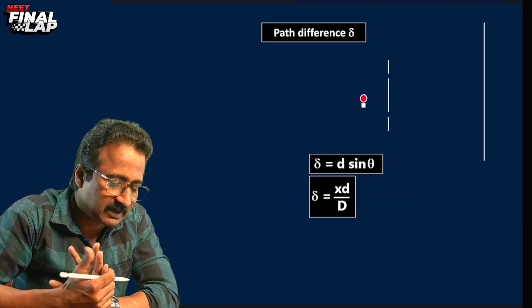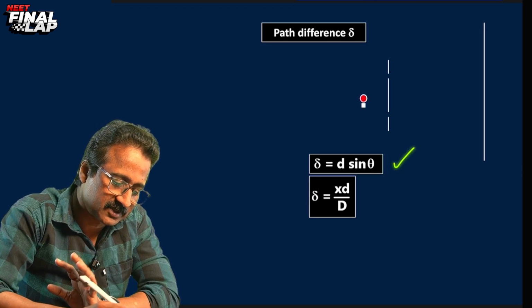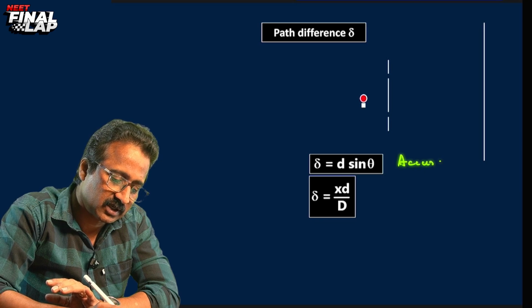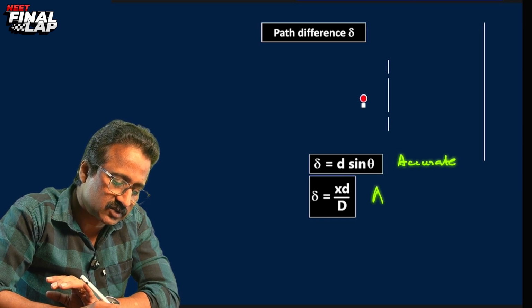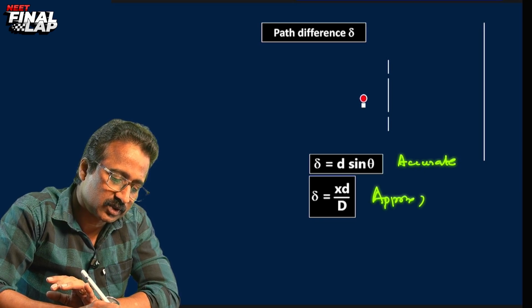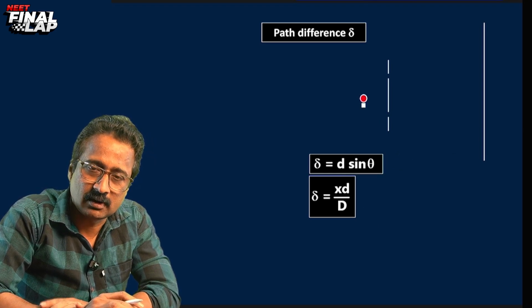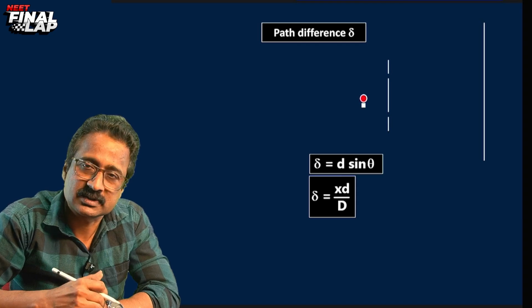To consider path difference, we use two expressions. D sin theta, this is most accurate. Make no mistake, you can use this equation anywhere you want, but the other one is just an approximate equation. So these are two equations for the path difference of light waves reaching a certain point on the screen.